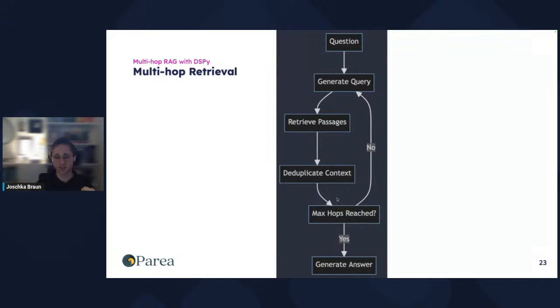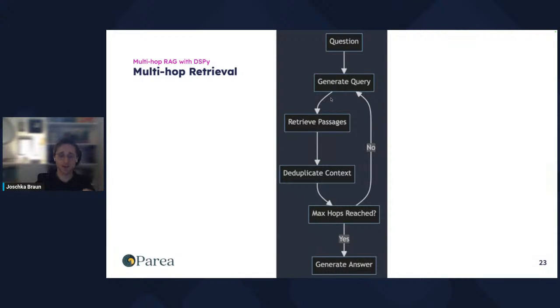If we didn't hit that limit, we go back to generate a query, and now we generate a query based on the question we have and the previous context we fetched. The idea is to generate more queries, which then retrieve the missing information to answer the original question. So we retrieve more passages, add the new passages to our context, and keep on doing this until our for loop is done. After we have retrieved max hops of context, we have hopefully a very diverse context which helps us answer that question.